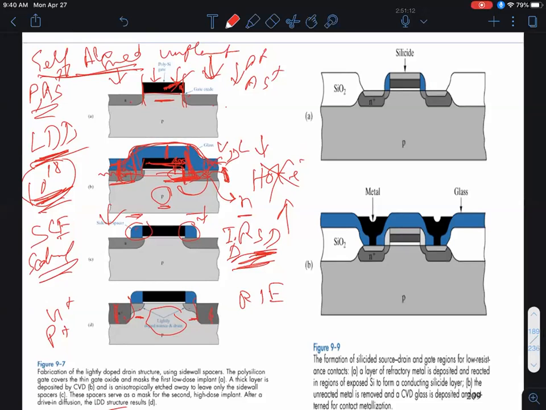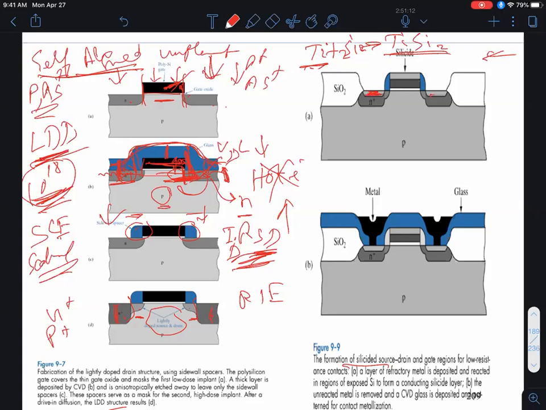Now you reduce RSD even further by forming what is called a silicide, which is shown on the right-hand side. Now, what is a silicide? Well, a silicide involves deposition of a metal such as titanium and reacting that with silicon from the substrate to form an alloy of titanium and silicon called titanium disilicide, okay? So for this, you have to deposit titanium by evaporation or some other technique, and you heat it up so that the titanium reacts with 2 atoms of silicon where it meets the silicon, okay?